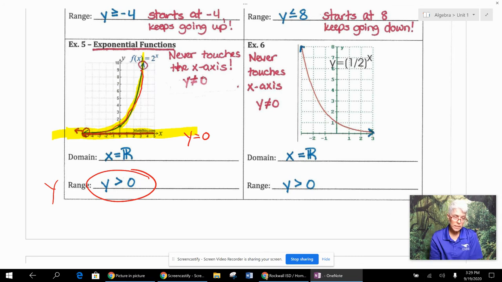For the x, you can see that it's going to go on and on and on forever because of this arrow here and this arrow here. All the x's will be covered, so the domain is all real numbers. And then if you look at example number 6, it's the same thing. The asymptote doesn't have to be the x-axis. It can be another line, or whatever the asymptote is, the graph will never touch it. So again, even though this quadratic equation is flipped, it's still x equals all real numbers for the domain, and y is greater than 0 for the range.